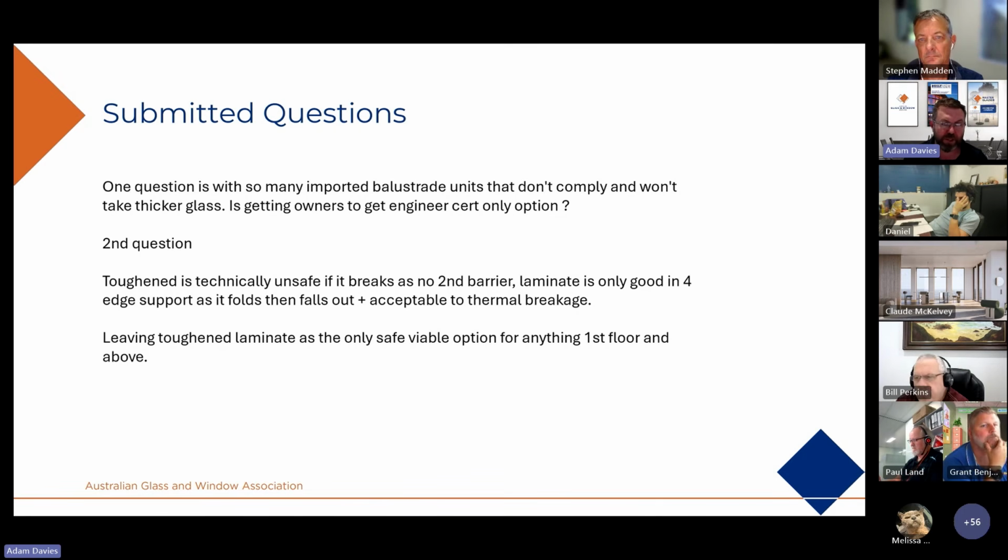But no, it's not only toughened laminate, it could be heat strengthened. But if it is in a support condition where there is no interlinking handrail or load supporting handrail, conventional laminates cannot be used. They must be a high performance laminate, simply because they have to resist the resulting post-breakage loads.